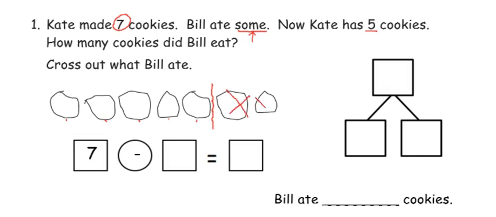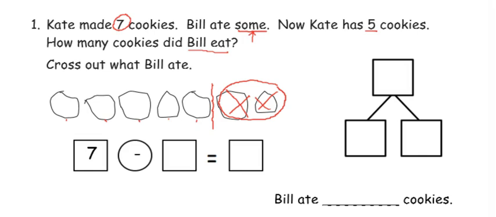So these cookies are the cookies that Bill ate. So now I know how many he ate. If Kate started with 7 cookies and ended with 5 cookies, that means Bill ate 2 of the cookies.